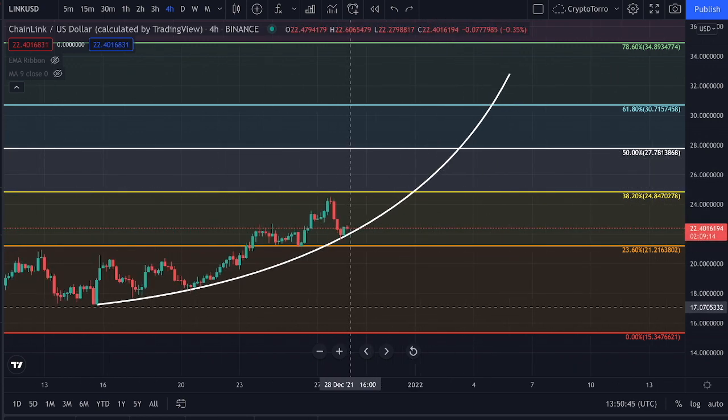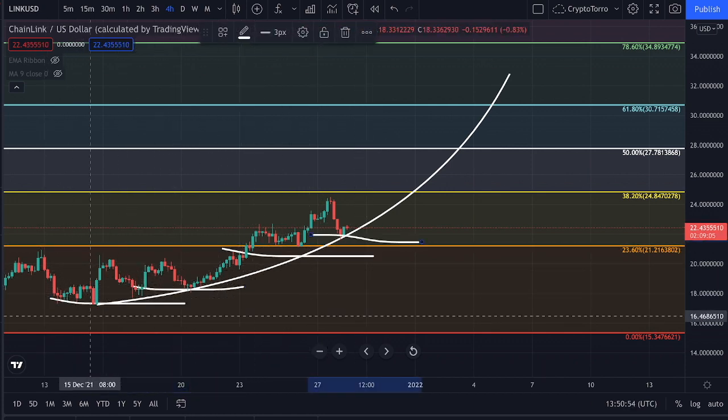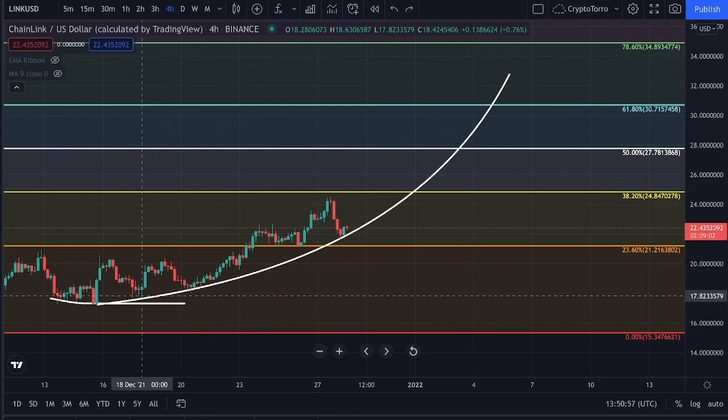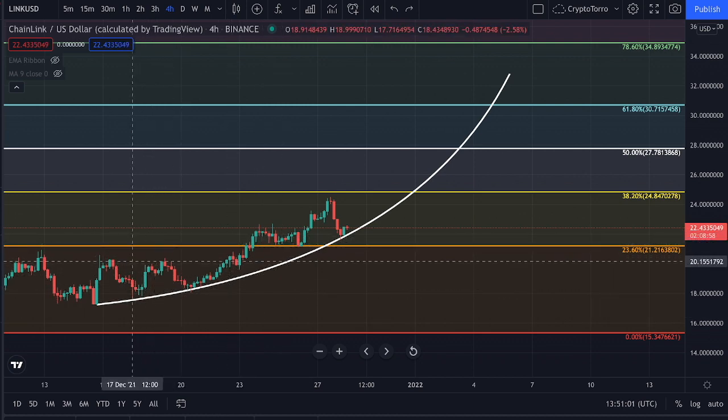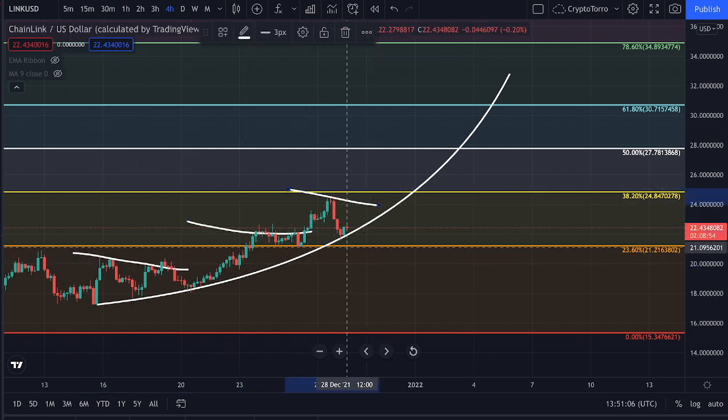And if we zoom in a little bit closer, what I think is even more important is that we have been creating these higher lows, and therefore I'm quite confident about this structure, because the market structure does look very bullish to me, especially because we have been creating these higher highs as well.